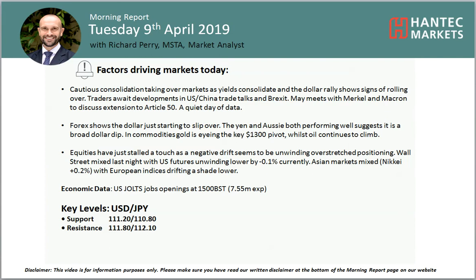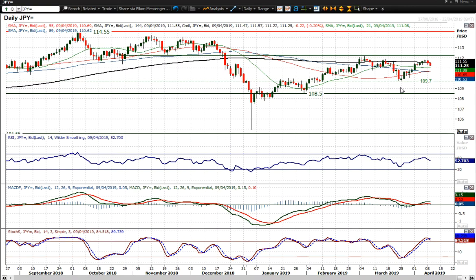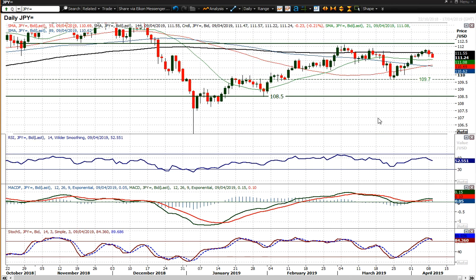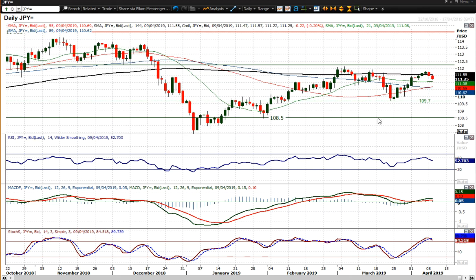Let's have a look at dollar yen, which is drifting. It seems as though yesterday's negative candle has started the ball rolling, I think, in a bit of a corrective phase. Yesterday we saw a move to the downside, and again it seems to be met with another move about 20 pips lower. We've seen these momentum indicators rolling over.